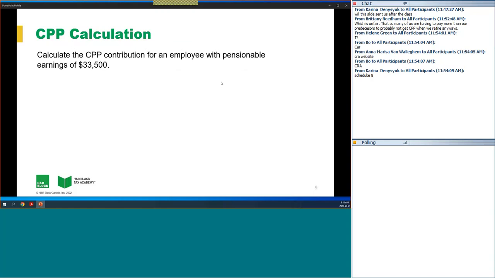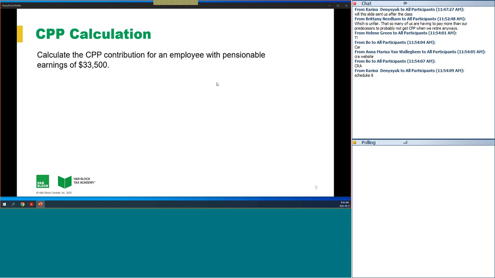Okay. When you need to calculate CPP, you're going to need two numbers for the tax return. You're going to need to know what the person should have paid, and then you're going to need to know what they did pay. So let's start by practicing what they should have paid. I've given you an employee, and I'm going to tell you their pensionable earnings is 33,500. So that's usually the same as the number in box 14. We get this number from the tax slip. It tells us what income they can pay CPP on. Okay. How much should they be contributing total?